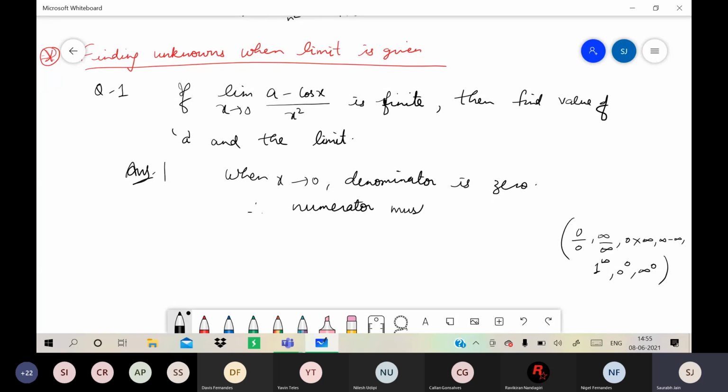The limit will be infinite. 2 upon 0 is infinite, right? But the limit is given as finite. So only this is the possibility. Therefore, a minus cos 0 is equal to 0.